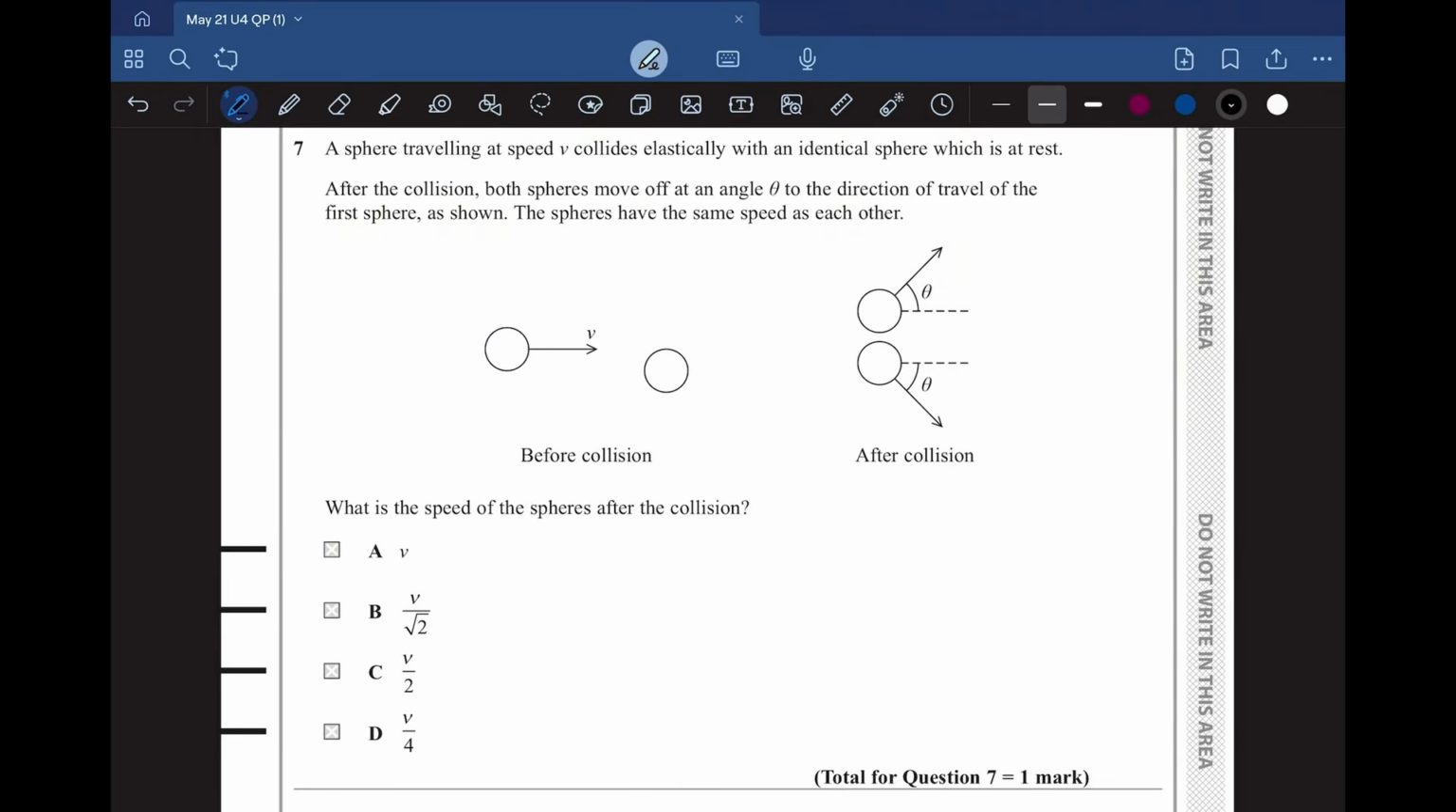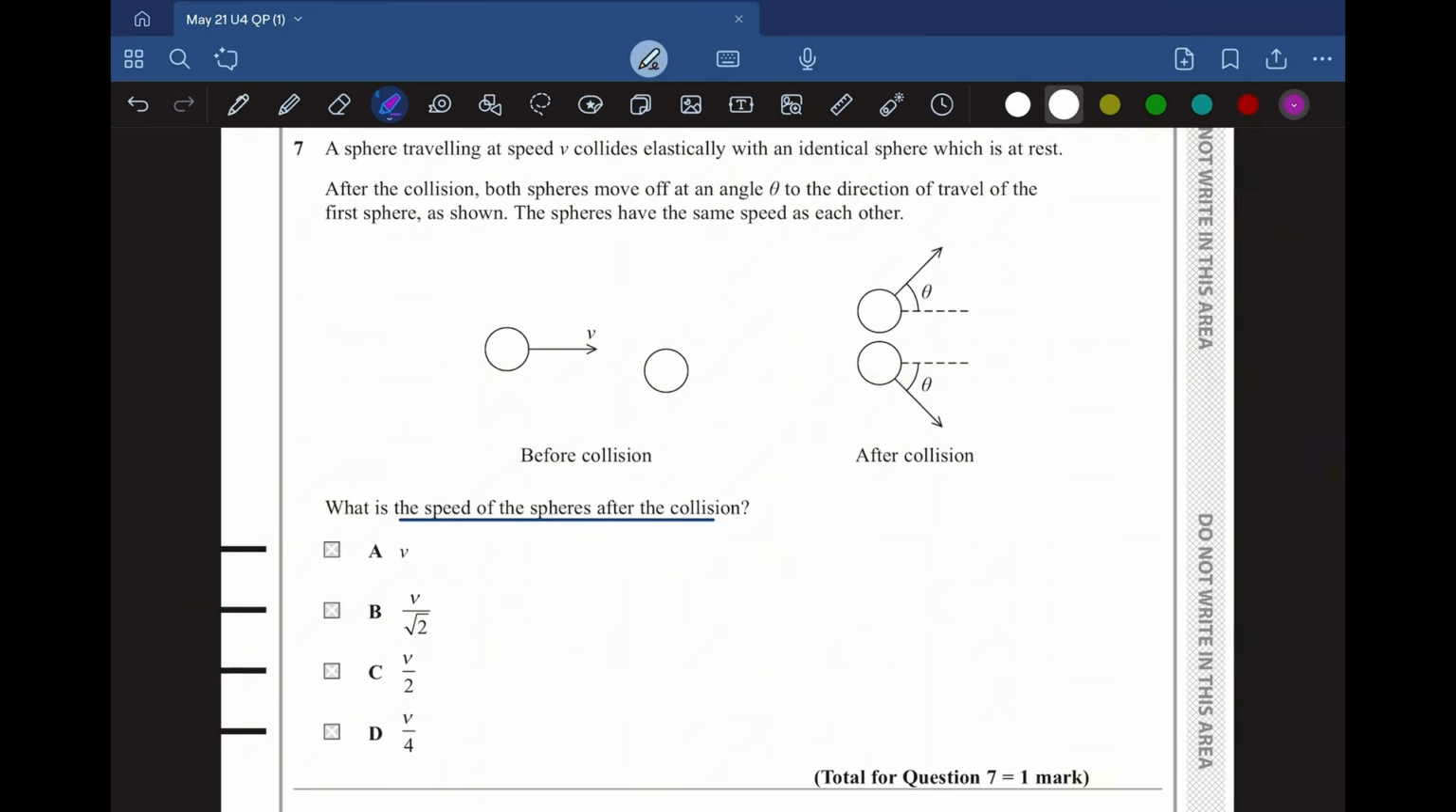A sphere traveling at speed v collides elastically with an identical sphere which is at rest. After the collision, both spheres move off at an angle theta to the direction of travel of the first sphere as shown. The spheres have the same speed as each other. What is the speed of the spheres after the collision?